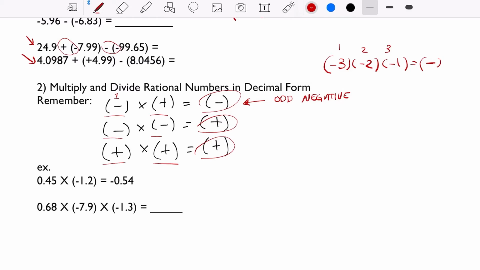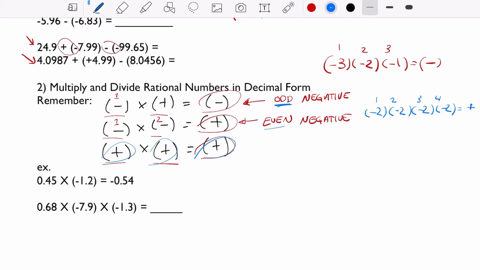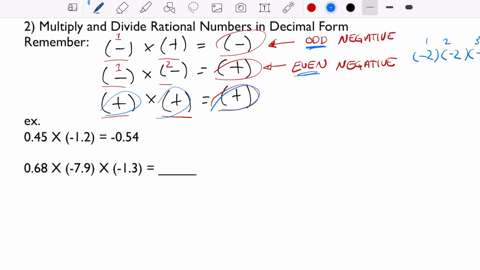So in this case, whenever there's an even amount of negative numbers, then the answer is always going to be positive. So I just want you to see there's 1, 2 negatives in this problem. So if we went -2 times -2 times -2 times -2, since there are 1, 2, 3, 4 negative numbers in this problem, then this answer is going to be positive. That's what I just need you to know. Obviously, when it comes to being positive all the time, there's nothing that changes, but it just has to do with whether there's an odd number of negatives in the question or an even number to determine whether your answer is negative or positive. So if we scroll down to this example right here, we see 0.45 times -1.2.